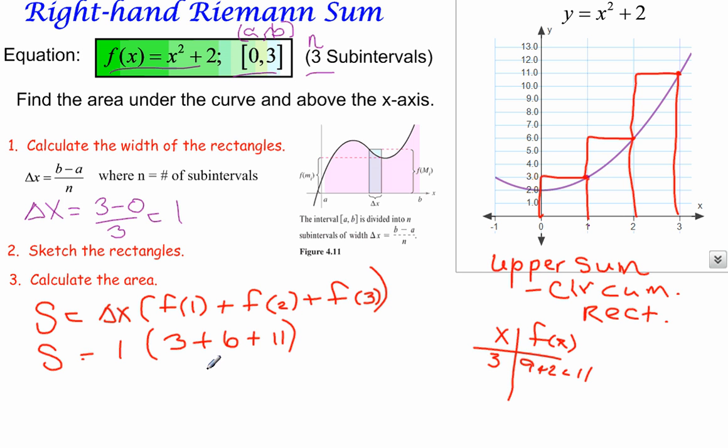3 plus 6 is 9. 9 plus 11 is 20. 20 times 1 stays 20. Well, this one's going to be overestimating, obviously, at 20 square units. So that is the right-hand Riemann sum method. It overestimated for us because we had an increasing function which forced our rectangles to be circumscribed.